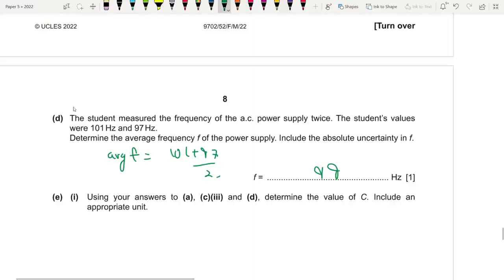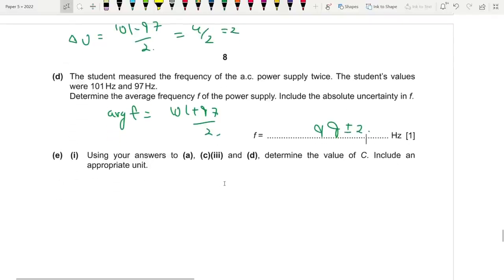This is what they did. Like in case of average, it's how it's done. The uncertainty is actually the difference between the values, 101 minus 97 by 2. Okay, so if you're not given information, just go for this. So that's actually 101 minus 97 is 4 by 2, which is 2. So that is why the uncertainty is plus minus 2.